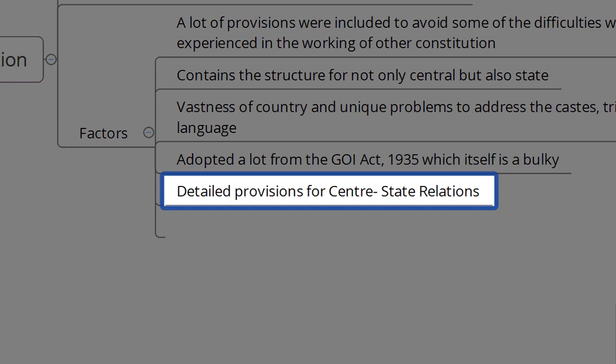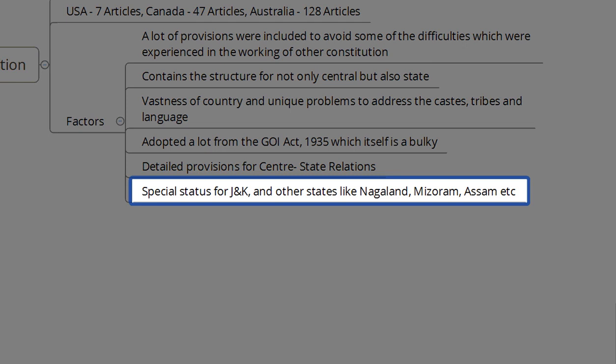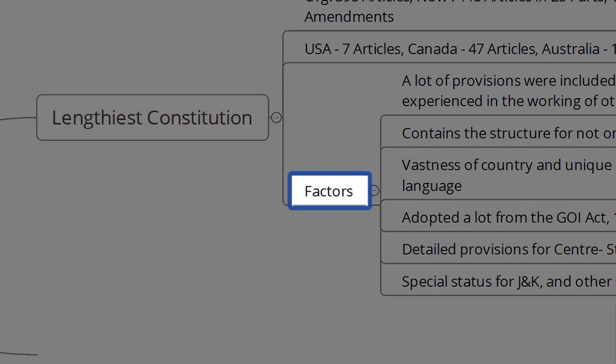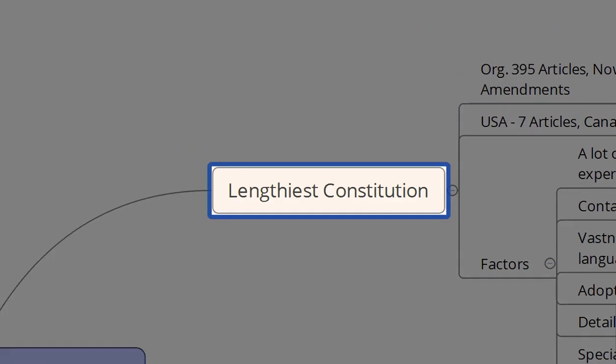And also, it contains detailed provisions for the center-state relationship. And last but not the least, there are some provisions for special status states like Jammu Kashmir and Assam, Mizoram, Nagaland, etc. So all these factors have contributed more provisions to our constitution and hence a large number of articles, thereby making our constitution the lengthiest constitution in the world.